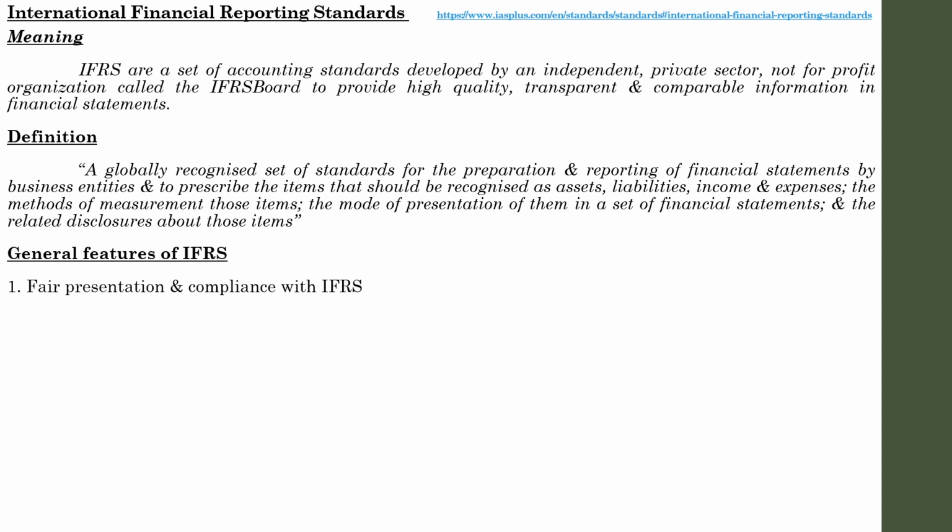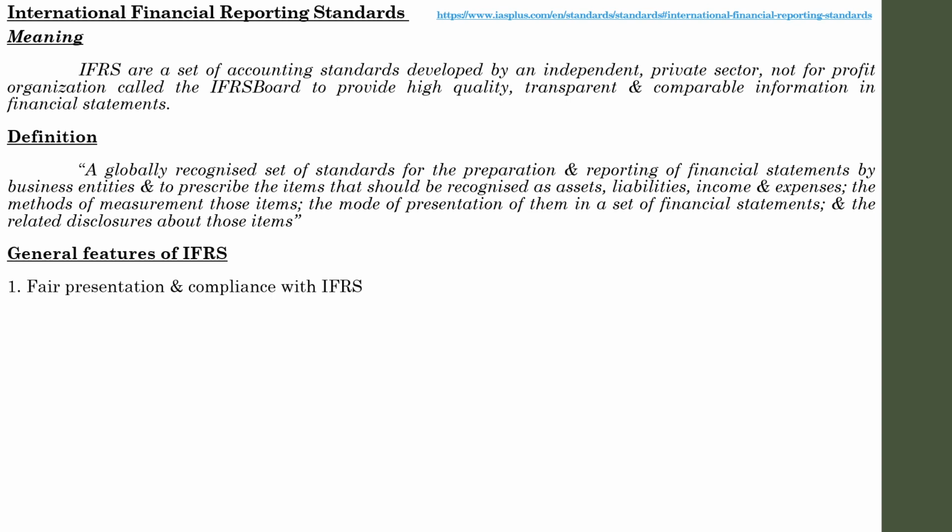Fair presentation of financial statements requires faithful and true representation of the effects of transactions, not only transactions, other events and conditions in accordance with the definitions and recognition criteria for assets, liabilities, incomes and expenses set out in the framework of IFRS. We have mentioned that part. How income is treated, how expense has to be treated, how the change in assets and liabilities has to be shown, all these are specified in IFRS.